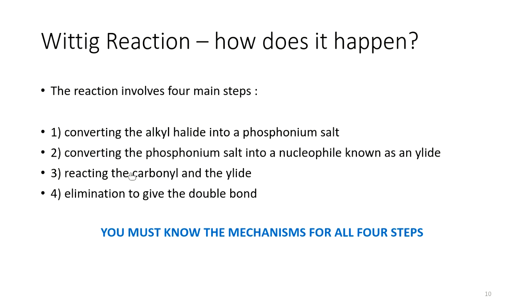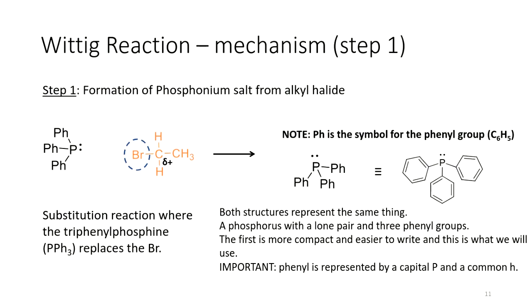And then you react the carbonyl and the ylide. So our carbonyl is our electrophile, and we know that our carbonyl carbon is electrophilic because it's delta positive. We've spoken about that several times. And then we have an elimination process to give the double bond. So let's look at these. All right, first step, formation of our phosphonium salt. So phosphonium refers to a positively charged phosphorus, and we're going to see where that comes into play in just a minute or so. But forming our phosphonium salt is a substitution reaction.